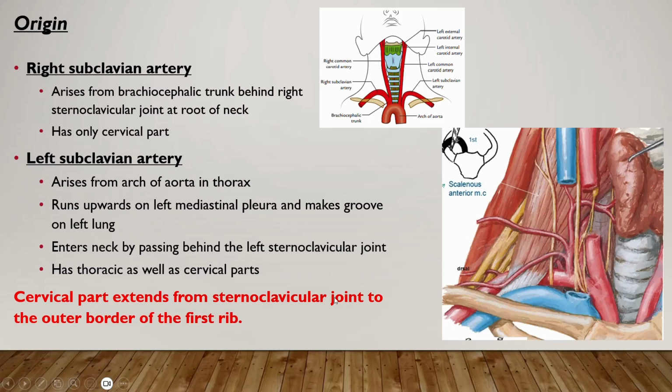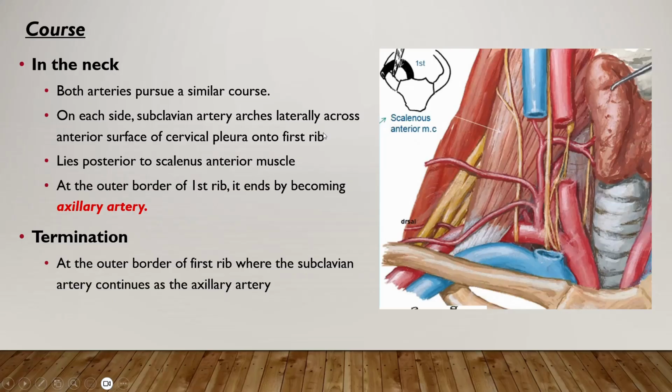The cervical part extends from the sternoclavicular joint to the outer border of the first rib, and beyond the first rib the subclavian artery continues as the axillary artery on both sides. Now what is the course? You can see both arteries pursue a similar course. On each side the subclavian artery arches laterally across the anterior surface of the cervical pleura, and then reaches the first rib. Can you see? This is the first rib, this is the clavicle.